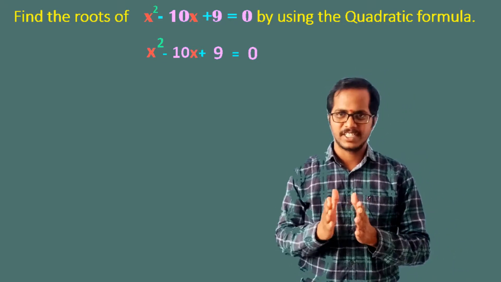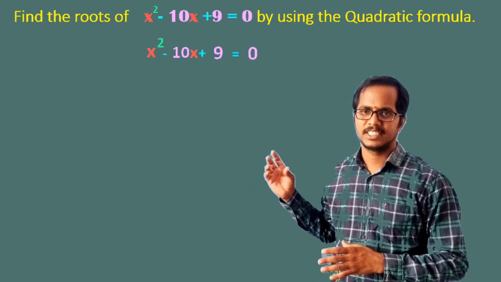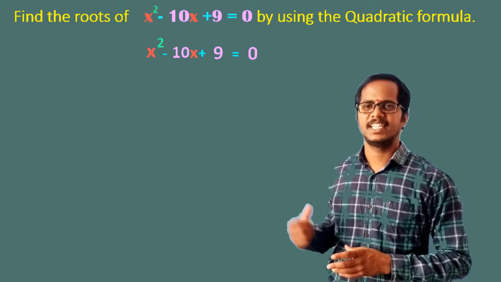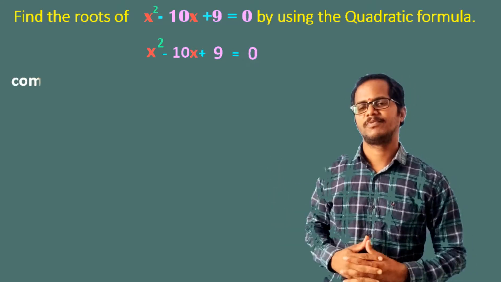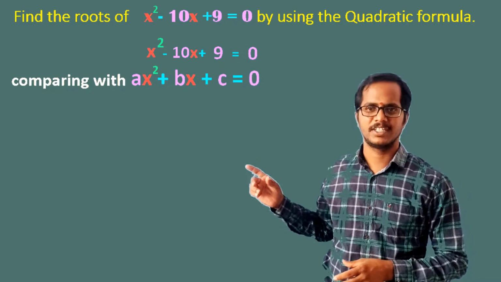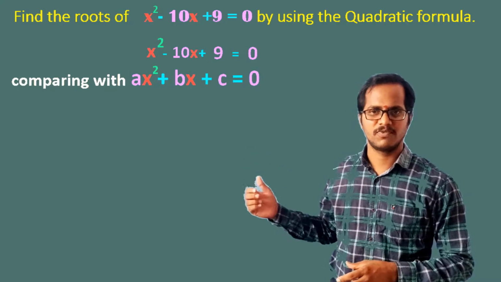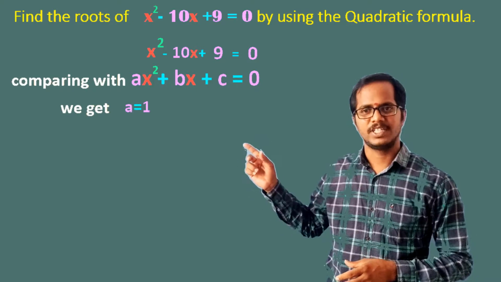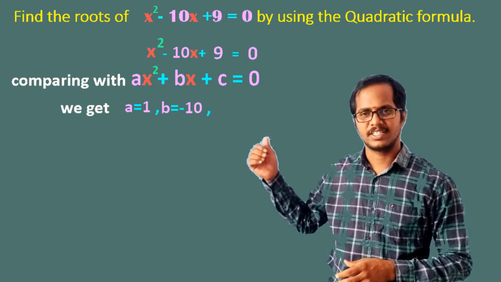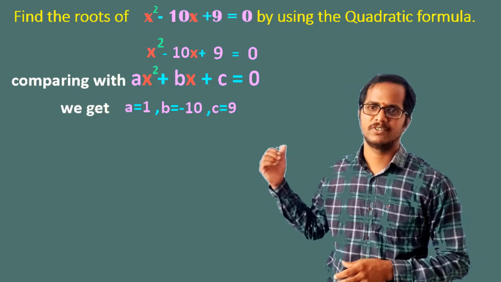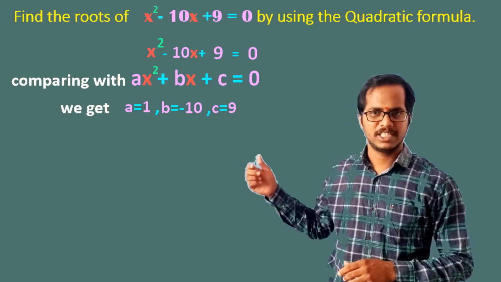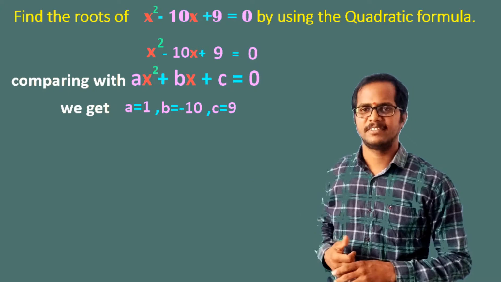So to use the quadratic formula, let us first compare this quadratic equation with the general form of quadratic equation, that is ax square plus bx plus c equals 0. So by comparing, we get a equals 1, here a is the x square coefficient, which is 1. And b equals the x coefficient, it is minus 10, so b equals minus 10, and c equals the constant term, it is plus 9, so c equals 9. So we get a is 1, b is minus 10, c is 9.